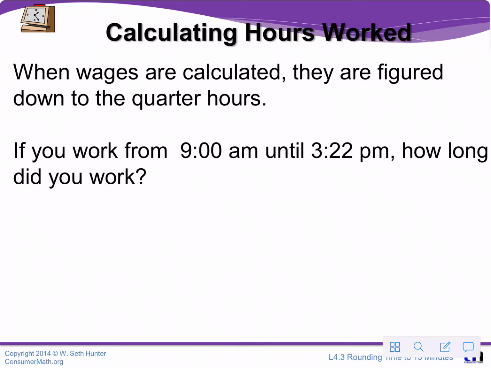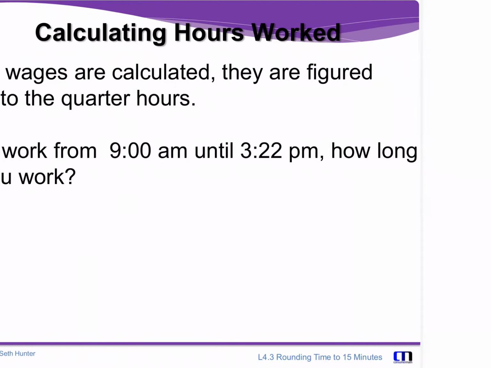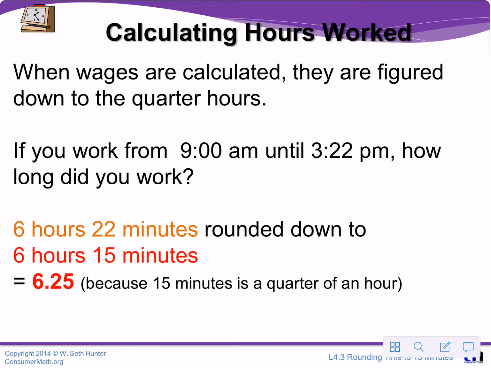When wages are calculated, they are figured down to the quarter of an hour. If you work from 9 a.m. to 3 p.m. or 3:22 p.m., how long did you work? That is 6 hours and 22 minutes, rounded down to 6 hours and 15 minutes. So it'd be 6.25 because 15 minutes is a quarter of an hour.